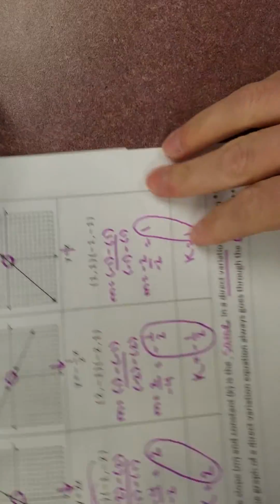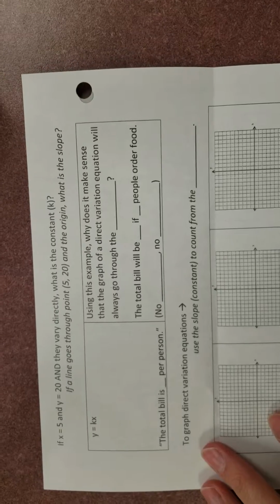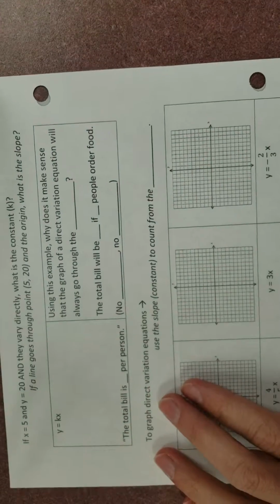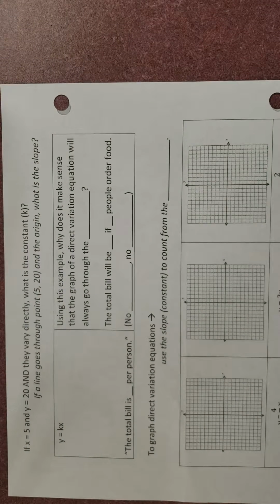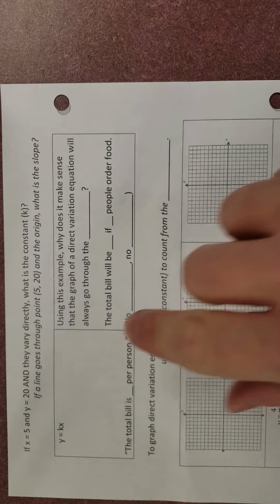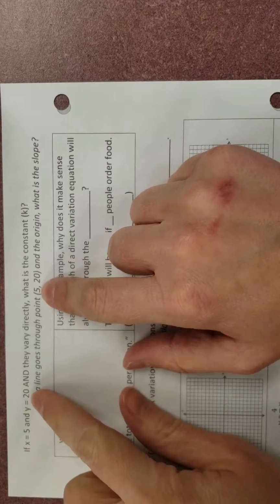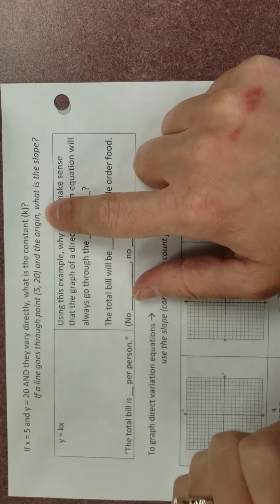Okay, so let's apply that to something a little bit more difficult. So let's say, hypothetically, that, ooh, you're out of focus. Try again. Okay. If x is 5 and y is 20 and they vary directly, now how do we find the constant? Another way to think about that is if a line goes through point (5, 20), because this is the x and this is the y, and also the origin, what's the slope?